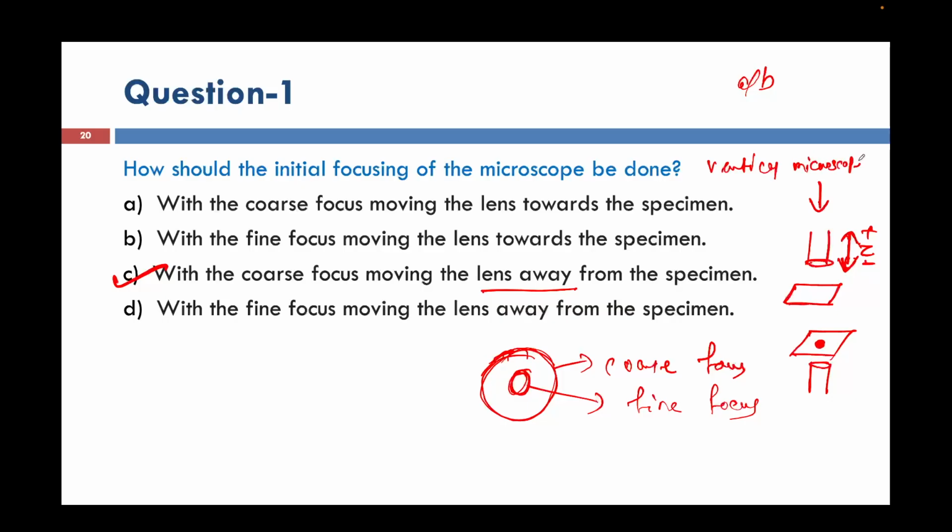Sure. Inverted microscope, generally there is no chance of hitting. Yeah, I'm getting the geometry, but I'll check and get back to you. Sure. Thank you.